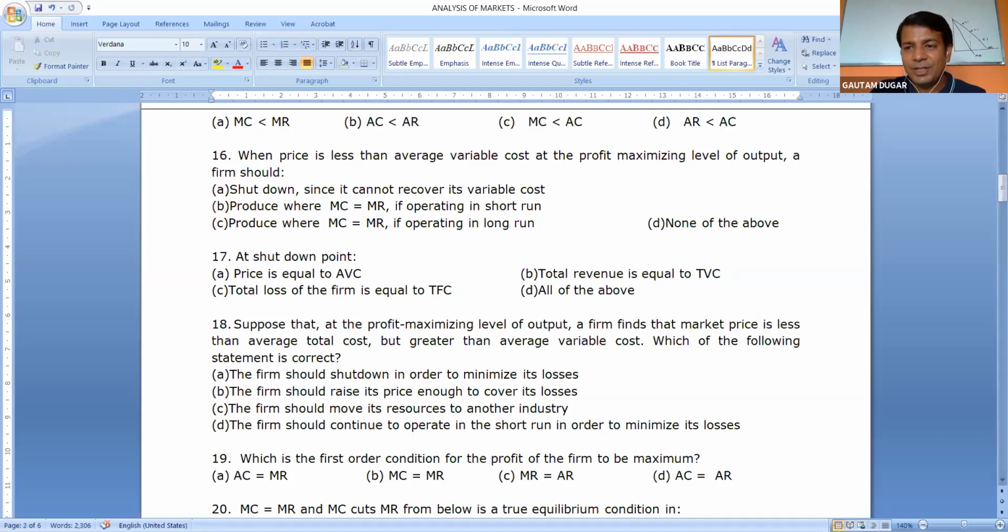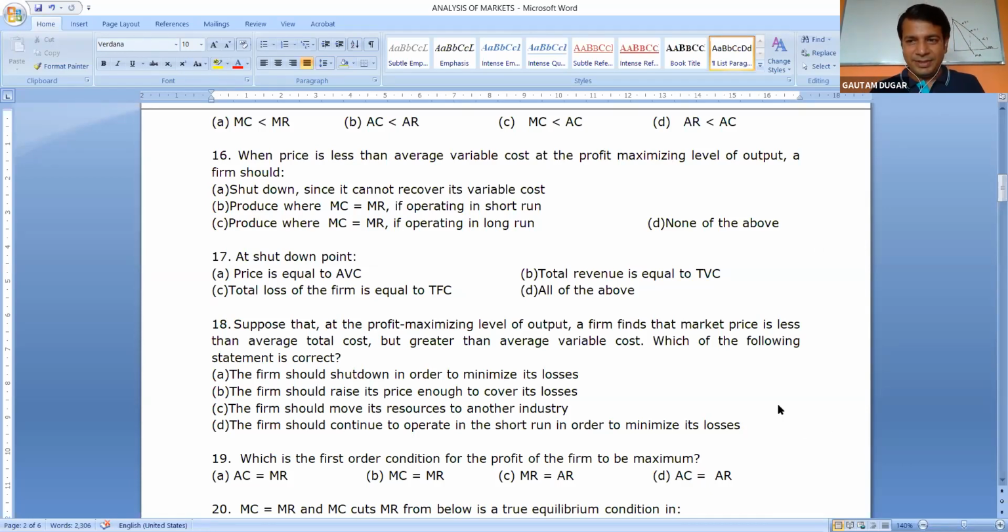B says total revenue is equal to total variable cost, right? And total loss is equal to TFC. I said in the short run, the firm will continue in production even if it is suffering losses equal to the total fixed cost. So total loss of the firm is equal to total fixed cost. That is also at the shutdown point. So all of the above is the correct answer.